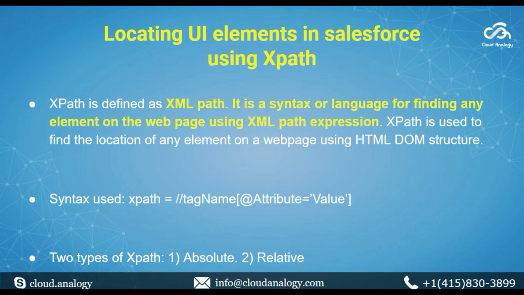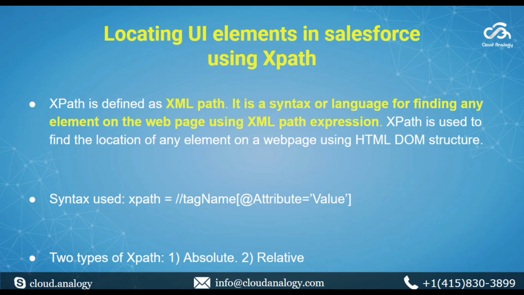We have to follow certain syntax to find the XPath in a given web page. The syntax that is to be used in finding XPath is the double slash, we have to write tag name followed by square brackets, and inside square brackets we are going to use at the rate the attribute name, for example class or title or ID or anything that is available for that particular element, and then equals its value in single inverted quotes.